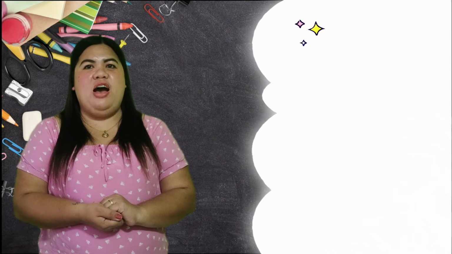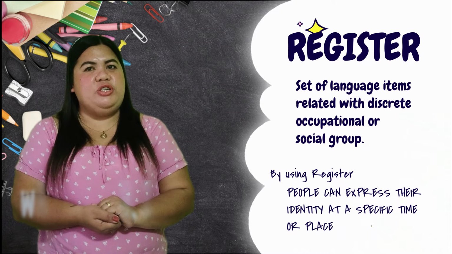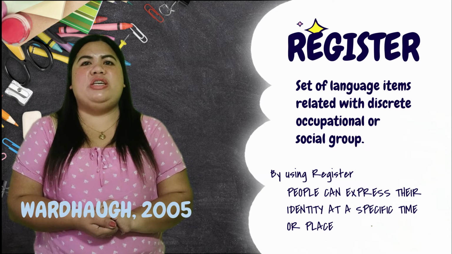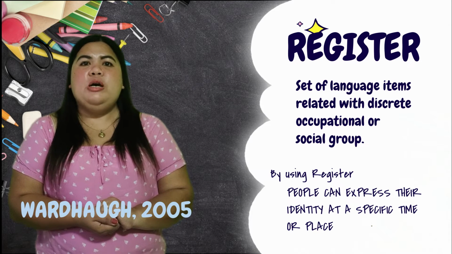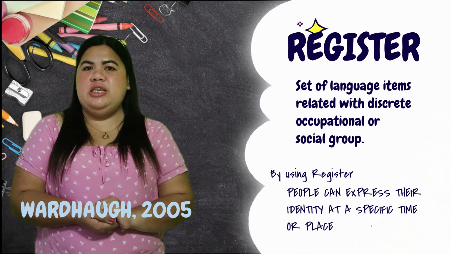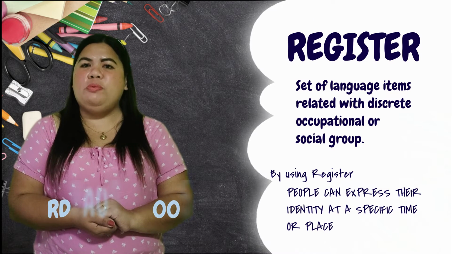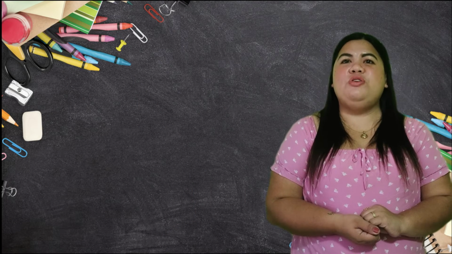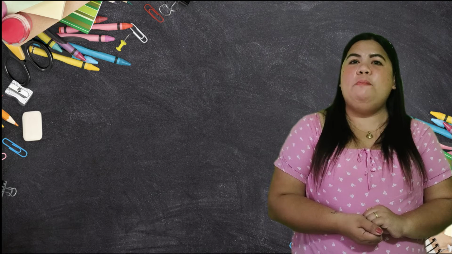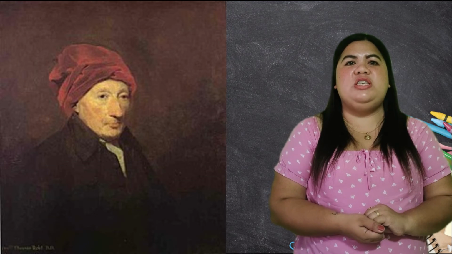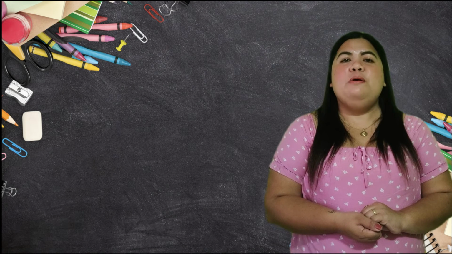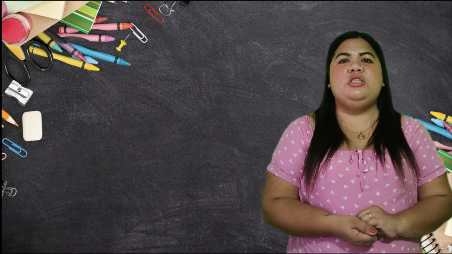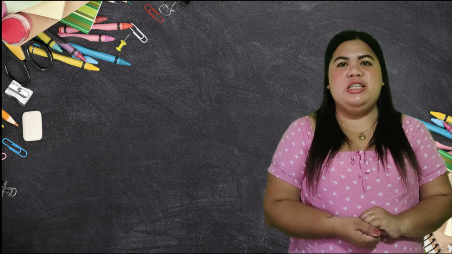Wardhaugh in 2005 defines the term register as a set of language items related with discrete, occupational, or social group. By using register, people can express their identity at a specific time or place. The term register was first used by linguist Thomas Bertram Reid in 1956 and brought into general currency in the 1960s by a group of linguists who wanted to distinguish among variations in language.